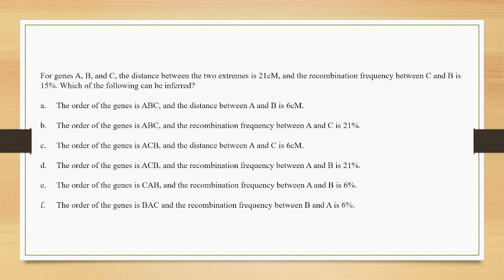The order of the gene is ABC, and the distance between A and B is 6 centimorgan. The order of the gene is ABC, and the recombination frequency between A and C is 21%. The order of the genes is ACB, and the distance between A and C is 6 centimorgan. The order of the genes is ACB and the recombination frequency between A and B is 21%. The order of the genes is CAB and the recombination frequency between A and B is 6%. Or the order of the gene is BAC and the recombination frequency between B and A is 6%.